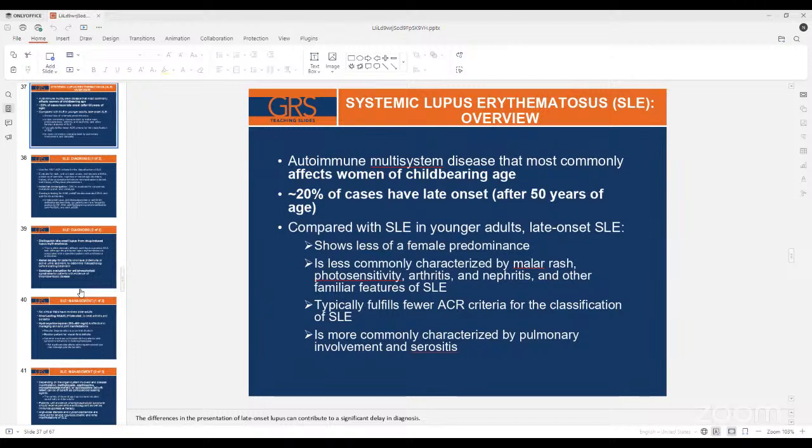Compared with SLE in younger adults, late-onset SLE shows less female predominance and is less commonly characterized by malar rash, photosensitivity, arthritis, and nephritis, which are the typical features of a young lady presenting with SLE. It typically fulfills fewer ACR criteria for the classification of SLE and is more commonly characterized by pulmonary involvement and serositis.